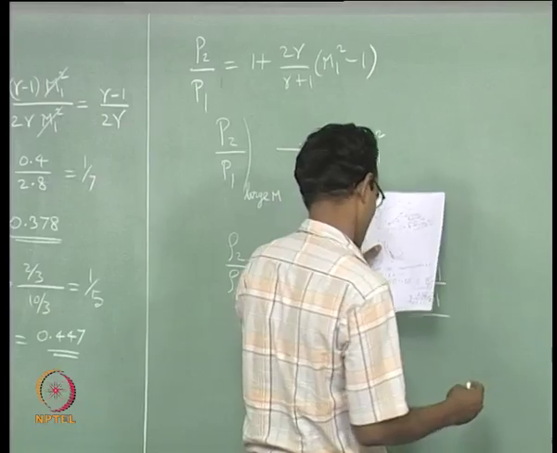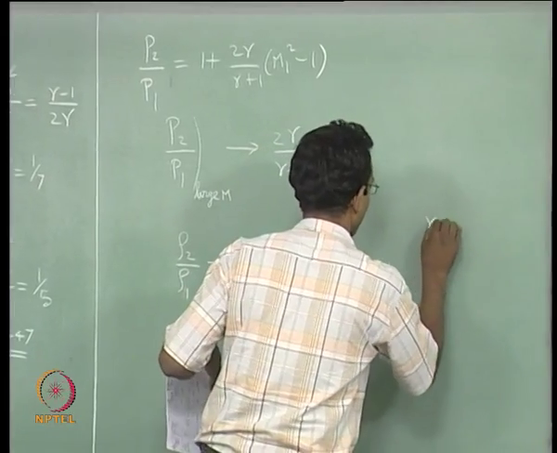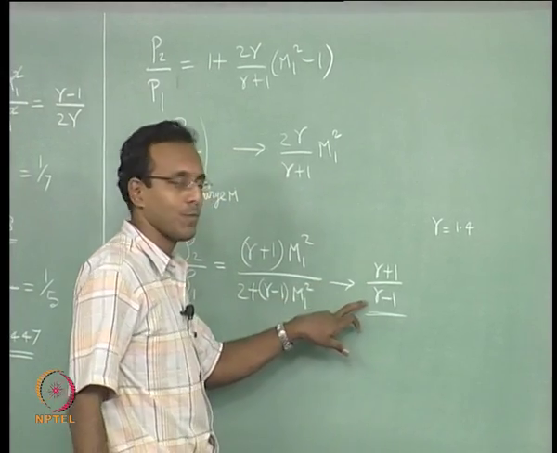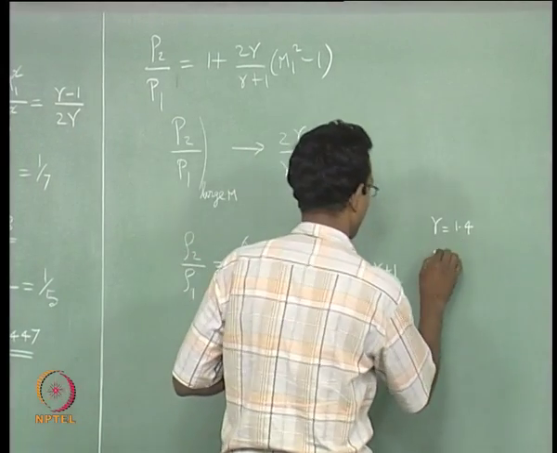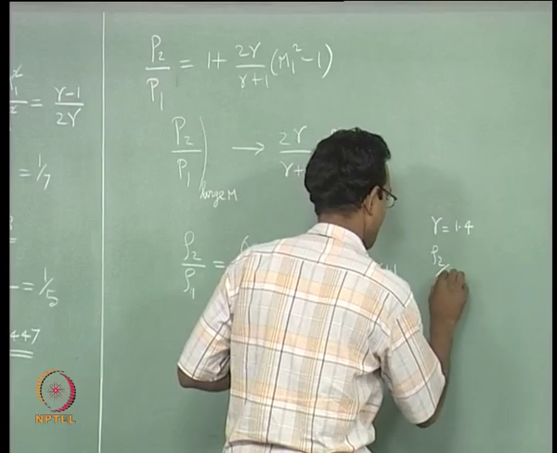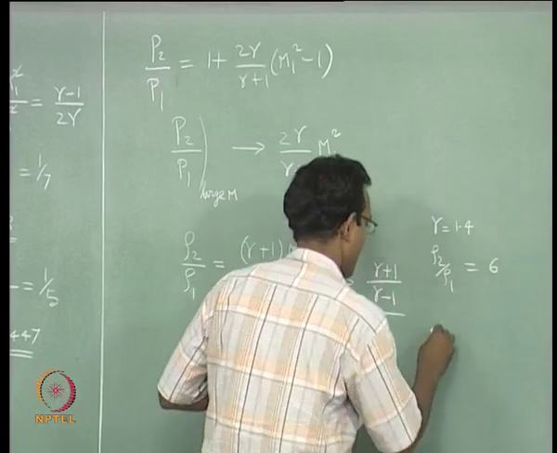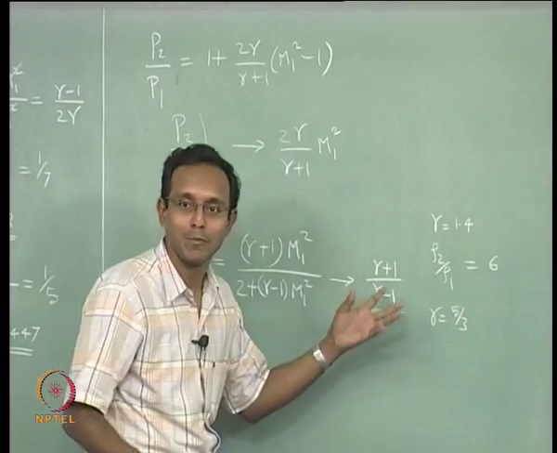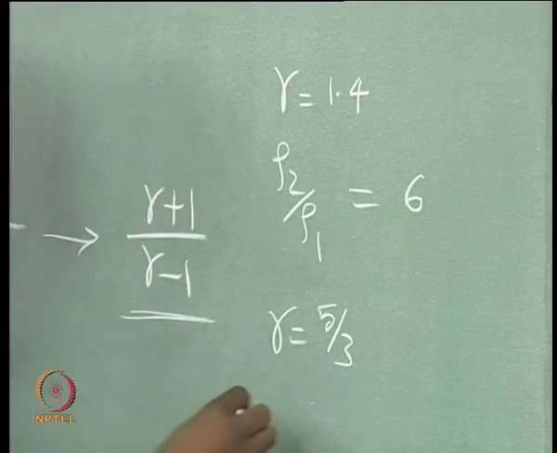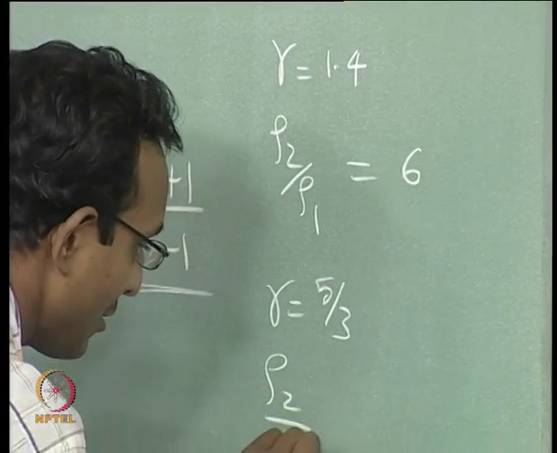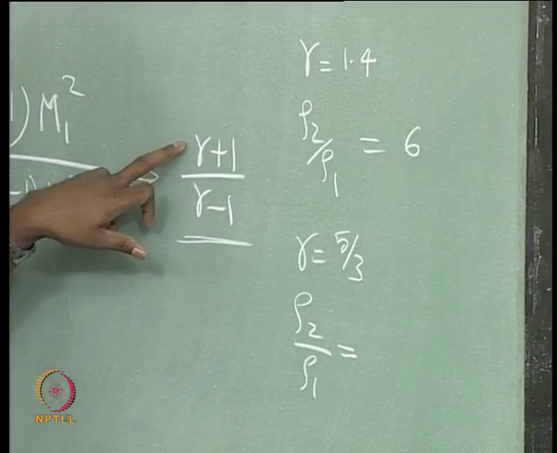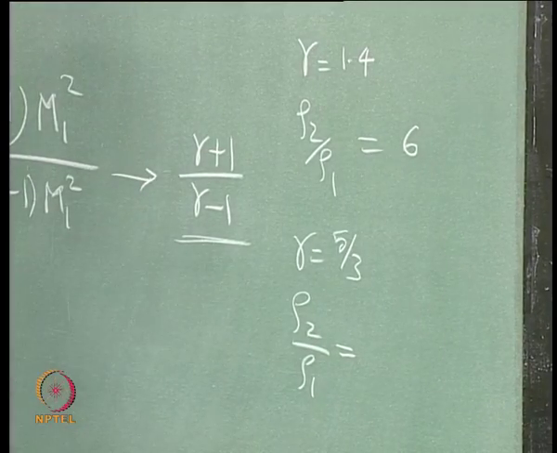Okay. So, now we will look at what this number looks like for different gamma values. If I put gamma equal to 1.4, 2.4 by 0.4, that is going to be 6. If I go to gamma equal to 5 by 3, which is officially 1.6666, we will just keep it that way, rho 2 by rho 1 will be 8 by 3 divided by 2 by 3, that will be 4.